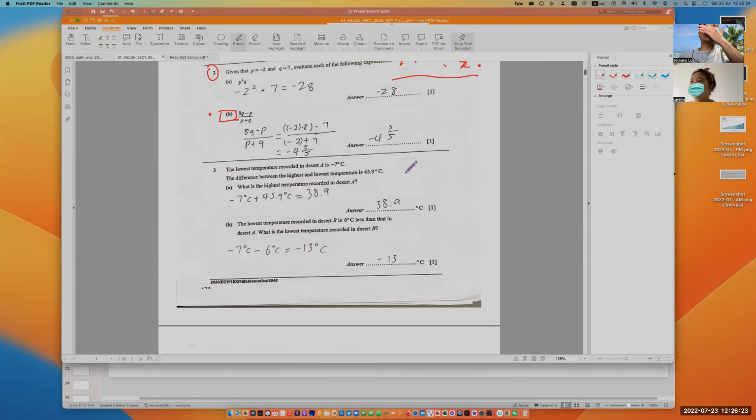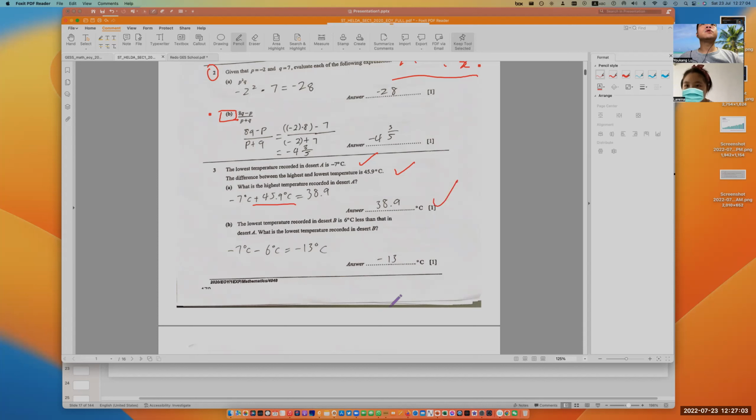Okay, the difference between the highest and the lowest. This is the lowest. The highest and the lowest. How do you get the highest and the lowest? Why you plus? How do you do this question? Because they say the difference between the highest and the lowest temperatures is 45.9 degrees. And then if the difference is 45.9 plus the -7 degrees is equivalent to the highest temperature.